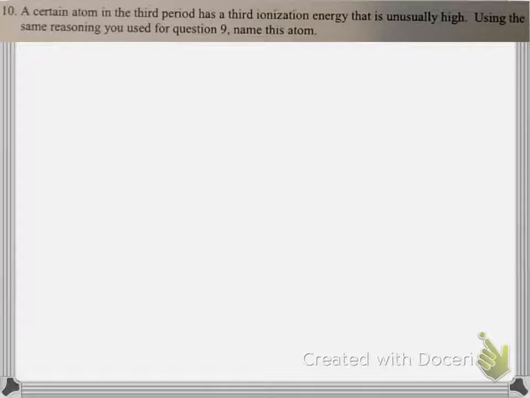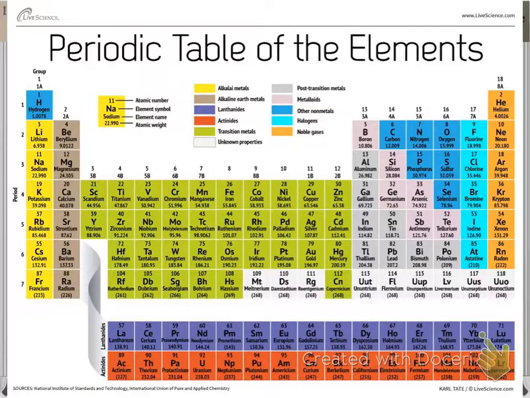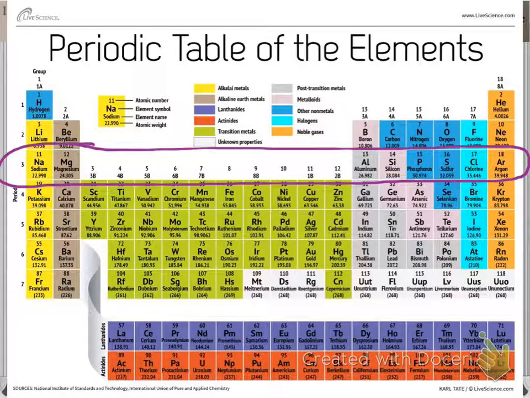Number 10. A certain atom in the third period has a third ionization energy that is unusually high. Using the same reasoning you used for question 9, name this atom. So we're in the third period, which means we're looking at these elements here. And the question says, again, a certain atom in the third period has a third ionization energy that is unusually high.